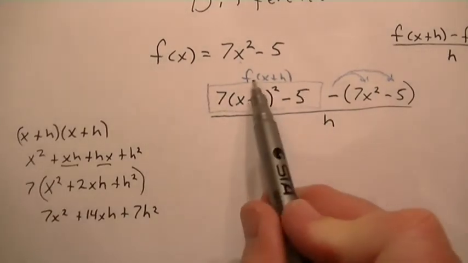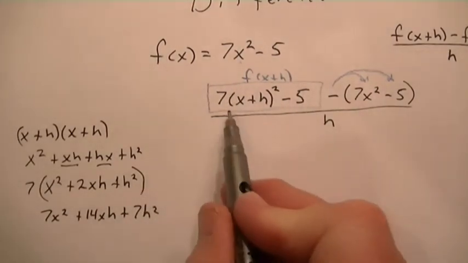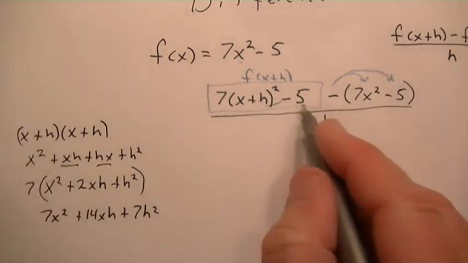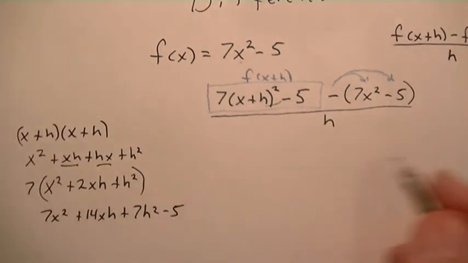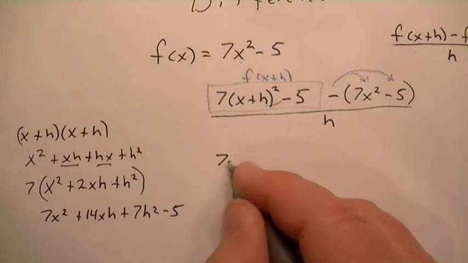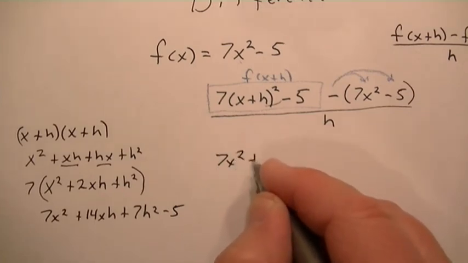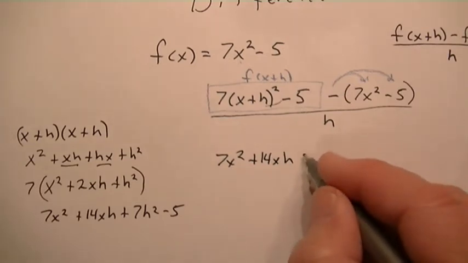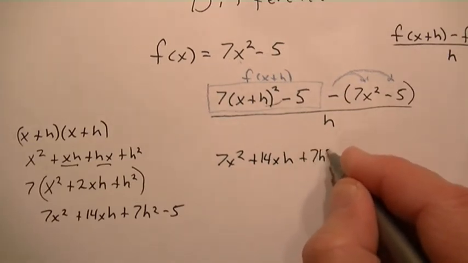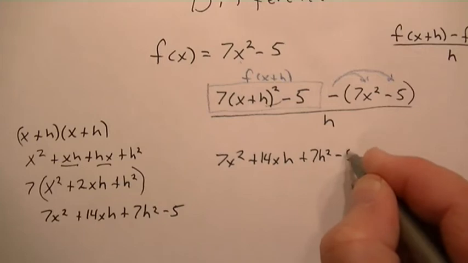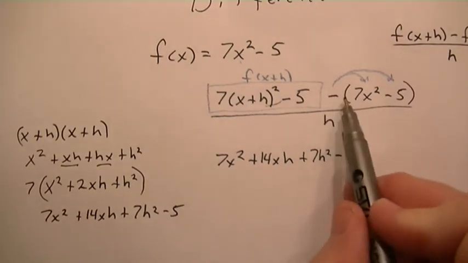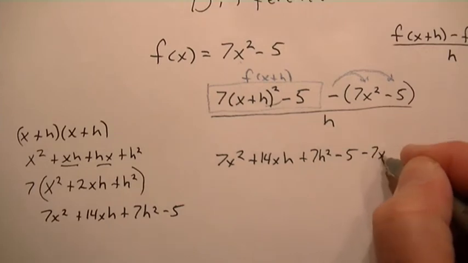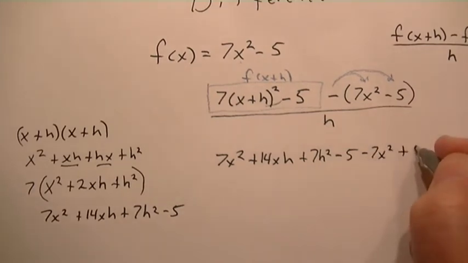So then all of this, of course, is just this part of it. We now have to subtract the 5. Okay, don't want to forget that minus 5. So we're going to write this up here: 7x squared plus 14xh plus 7h squared minus 5. Now I'm going to distribute this negative, so negative 7x squared, or minus 7x squared, plus 5.